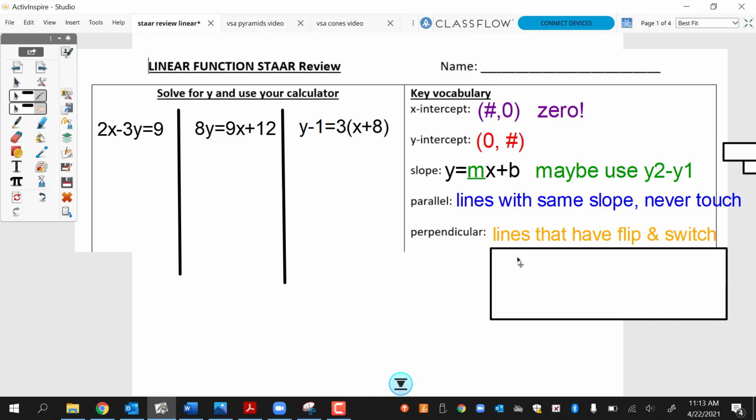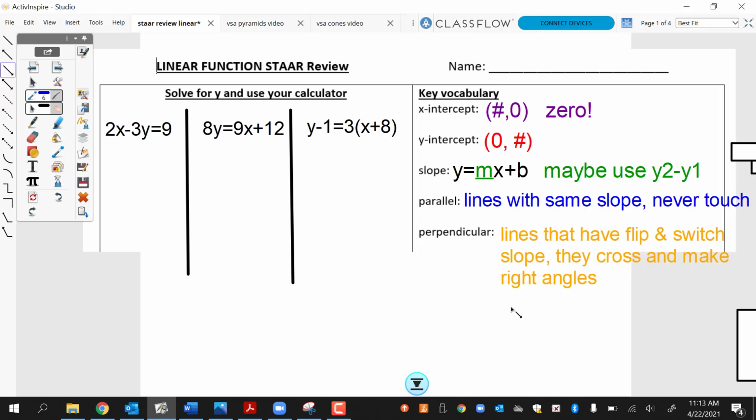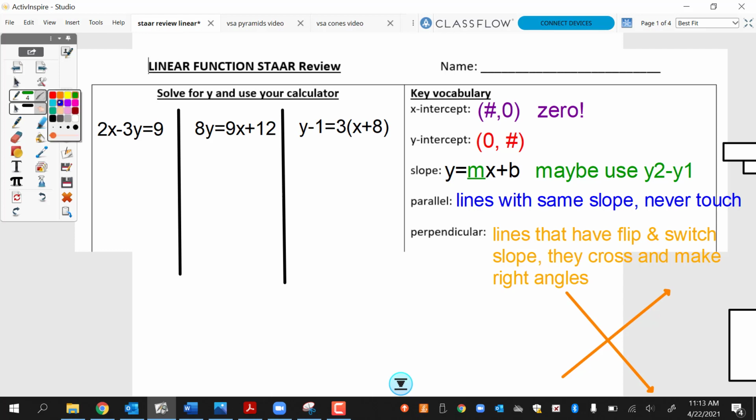Perpendicular: the lines have flipped and switched slope, and they will cross, and when they cross, they make right angles. So a picture of what that might look like, let us pick orange. You have one line going, and then another line, and they make a right angle when they cross. It's not just that they cross and do whatever. They make a 90-degree angle, like the corner of a piece of paper.